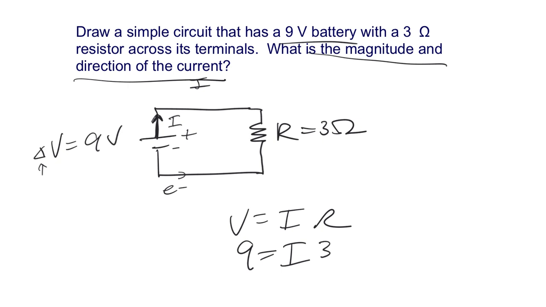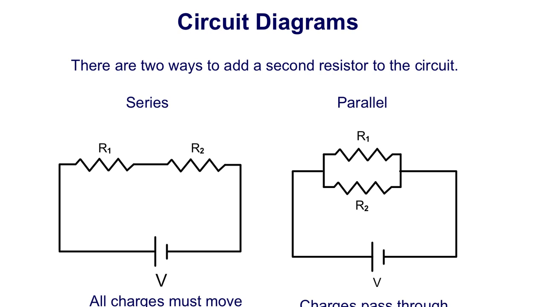R is 3. So I equals 9/3 is 3 coulombs per second, or amps. Okay, here's 2 different kinds of simple circuits. I added another resistor to the one I just had. Okay, so I could put it right in line with it, or I can pile them up so that they're parallel to each other in a little section.